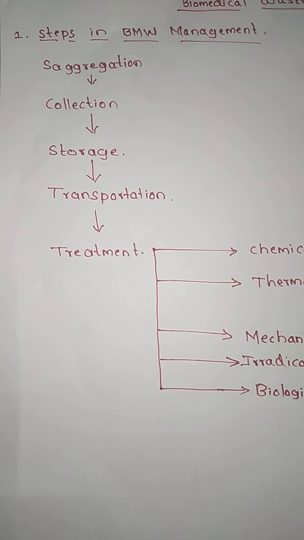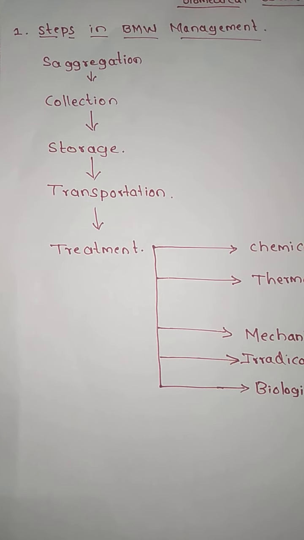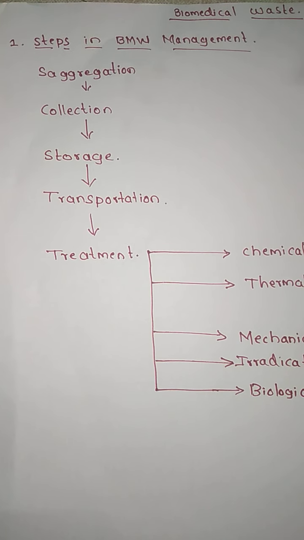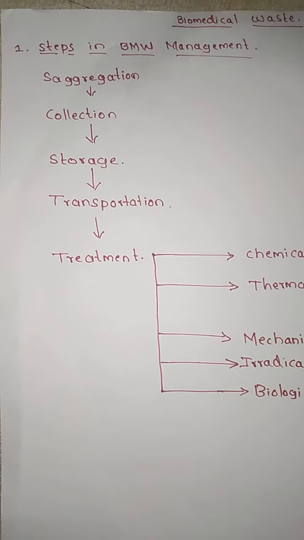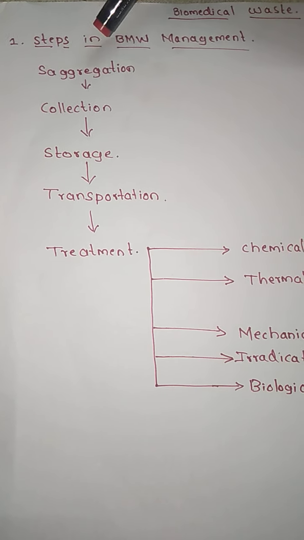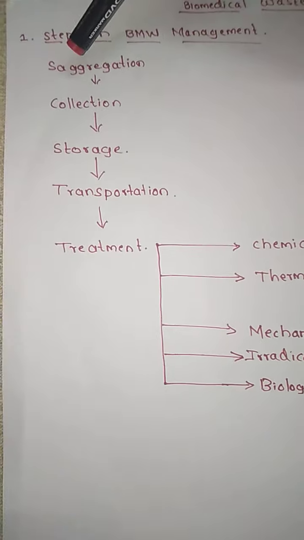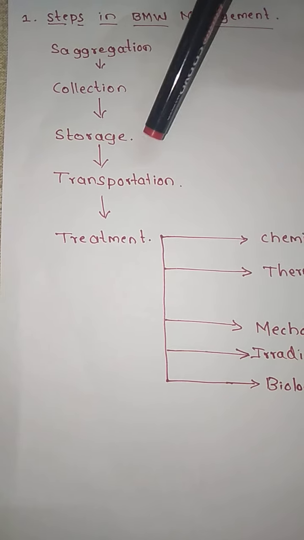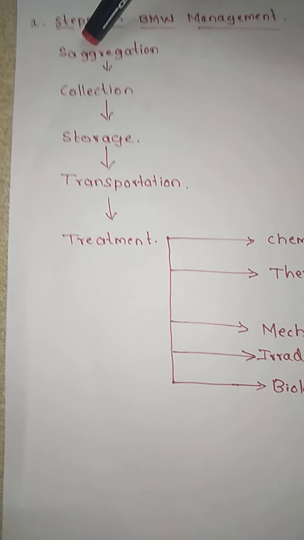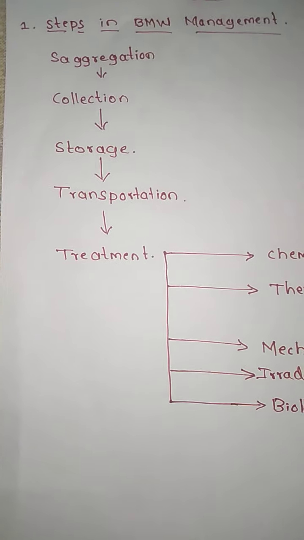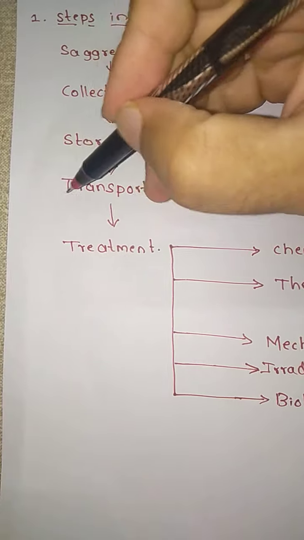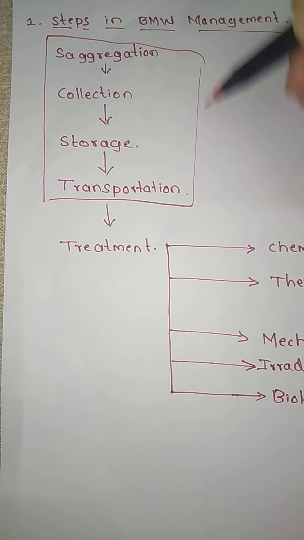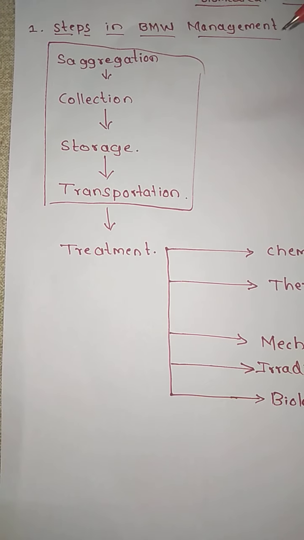In yesterday's class, we discussed the various steps involved in biomedical waste management. It has these particular steps: first segregation, next collection, storage, and transportation. In the last class, we concentrated on these things: segregation, collection, storage and transportation.